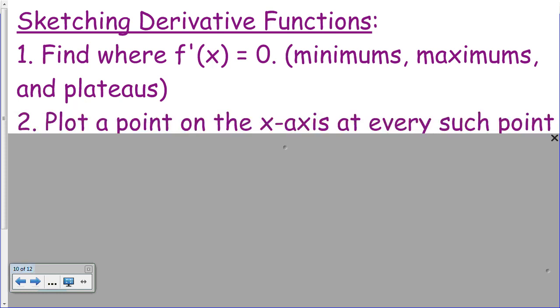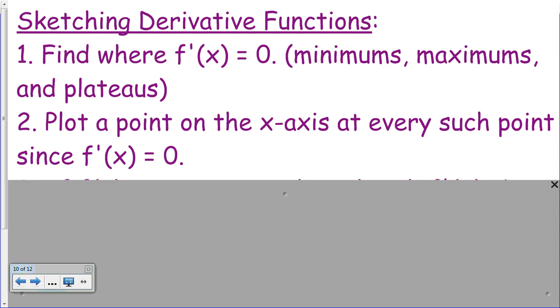Now, the second step of this process, and we'll go through a couple of examples using this in just a minute, is, once you've found all those points, to plot a point on the x-axis at every such point. Now, why do we plot a point on the x-axis? The reason is because we're trying to sketch what f prime looks like. And at all those points, f prime was equal to 0. So we need to plot a y value equal to 0, where y values of 0 occur right on your x-axis. So all of those points that we found give us x-intercepts. So we're going to plot all of those x-intercepts, in other words.